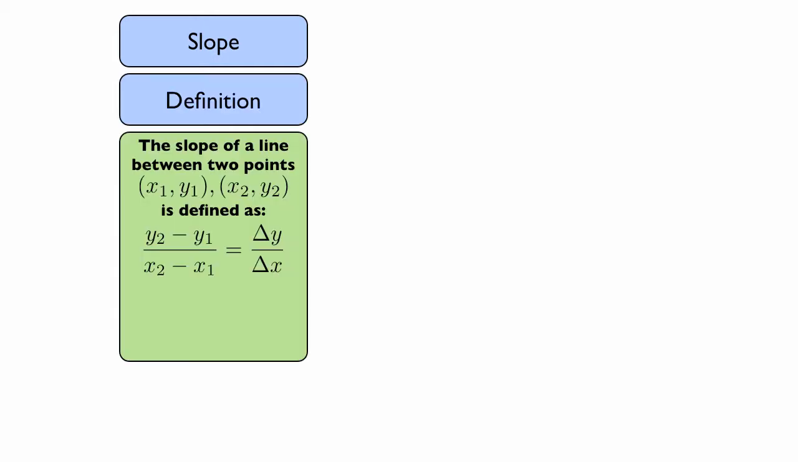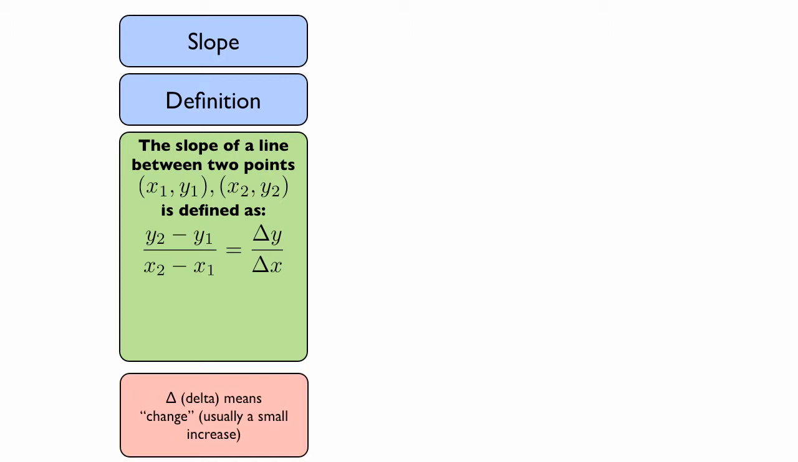In this video we're going to discuss slope, first by talking about the definition, and then by talking about the consequences of that definition. So first the definition. The slope of a line between 2 points x1, y1 and x2, y2 is defined as y2 minus y1 over x2 minus x1, which is equal to delta y over delta x.